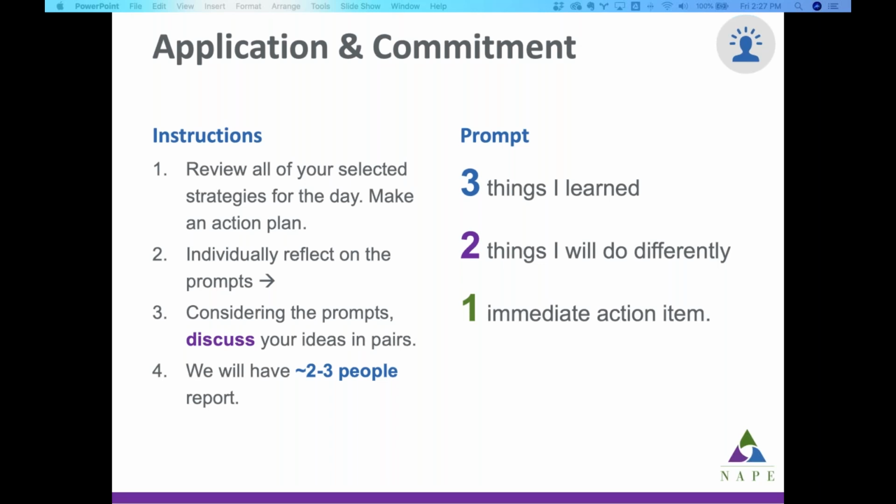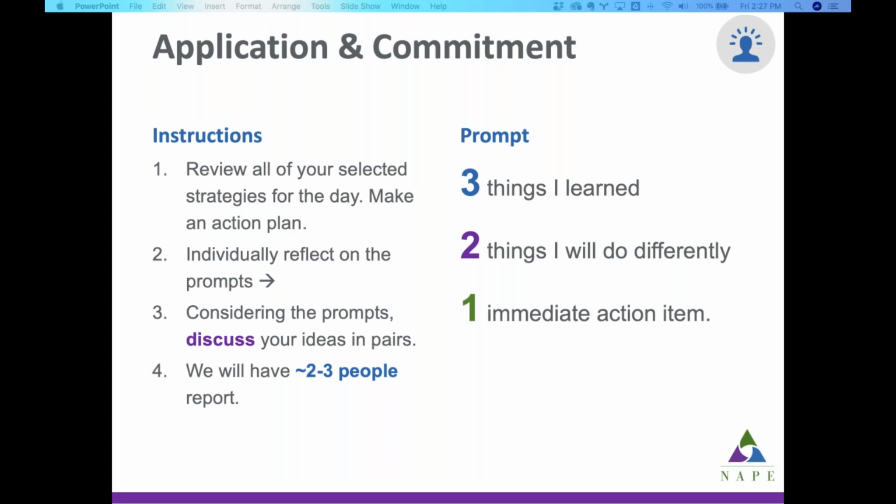Pardon that. So three things that you've learned today, two things that you'll do differently, and then one immediate action item. And certainly I hope that you include in this list that you're going to look over the materials and look at all the strategies. So you've got dozens of strategies that you can apply, and then I've given you lots of opportunities for where you can dive in deeper and do a little bit more reflection.